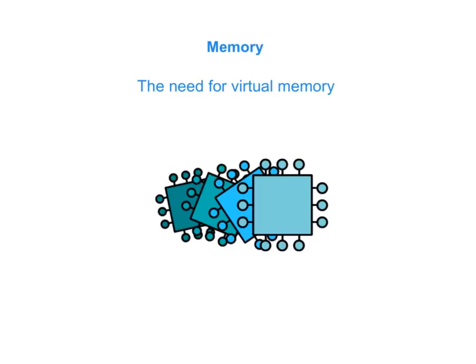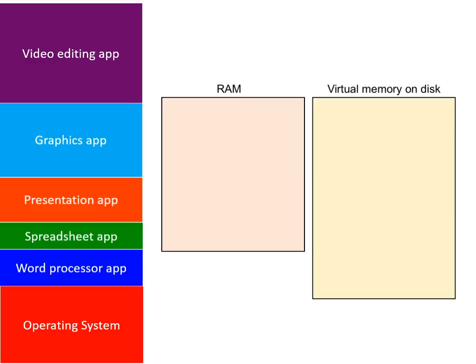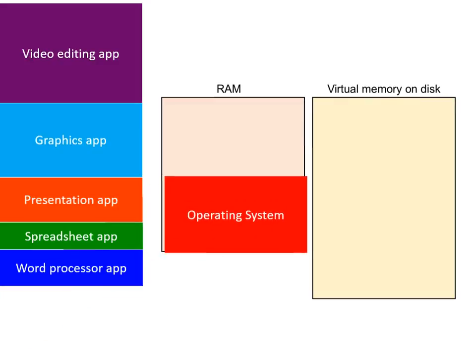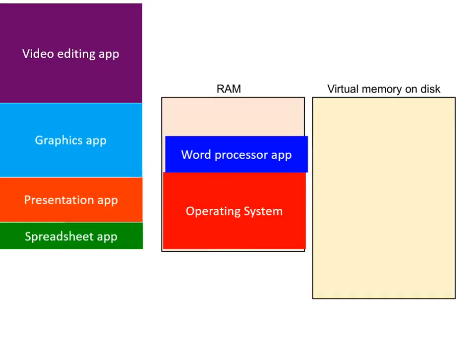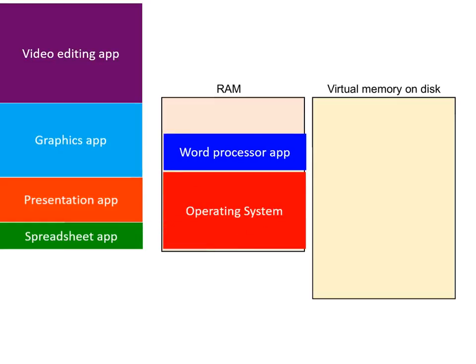In this video we explore the need for virtual memory in a computer. When programs and data are being fetched and executed by the CPU, they are stored in the RAM. However, this assumes that the memory is large enough to hold the programs being executed. In modern computers, it is common to have more than one program open at once. For example, here we have the operating system and we have a word processing app taking space in the memory.